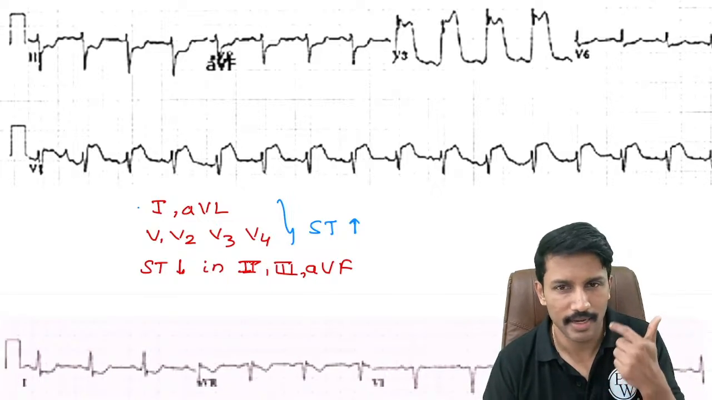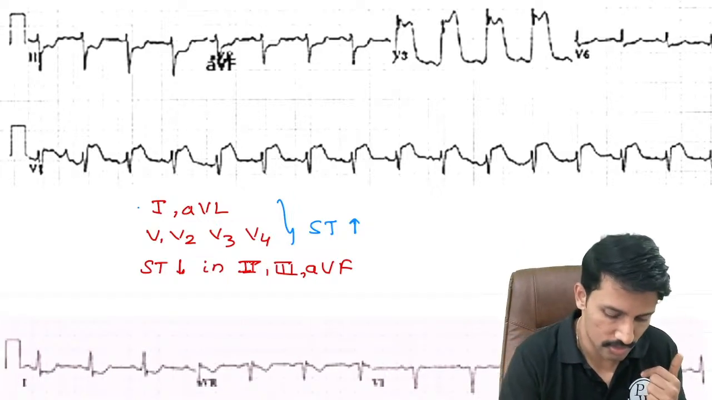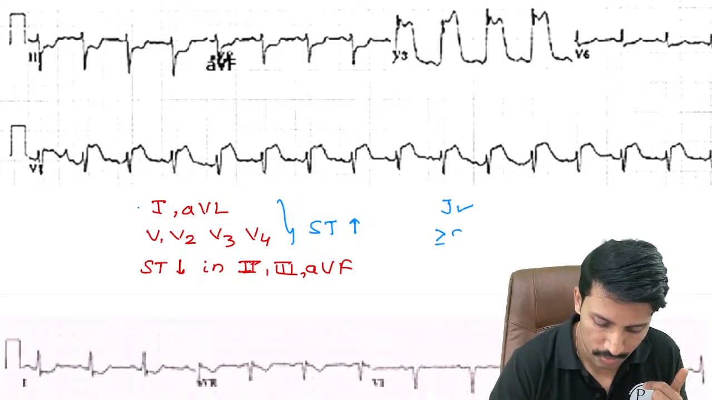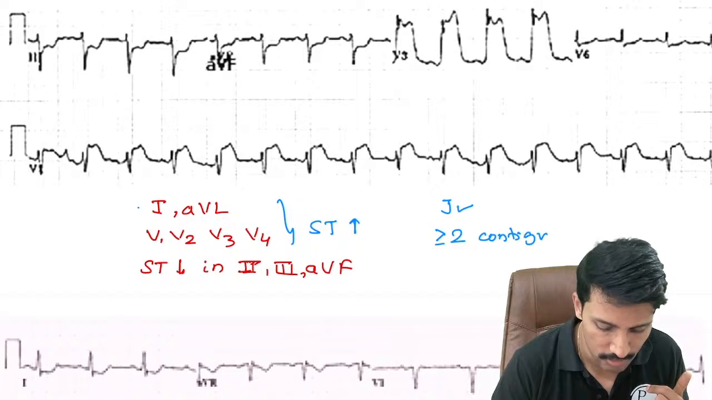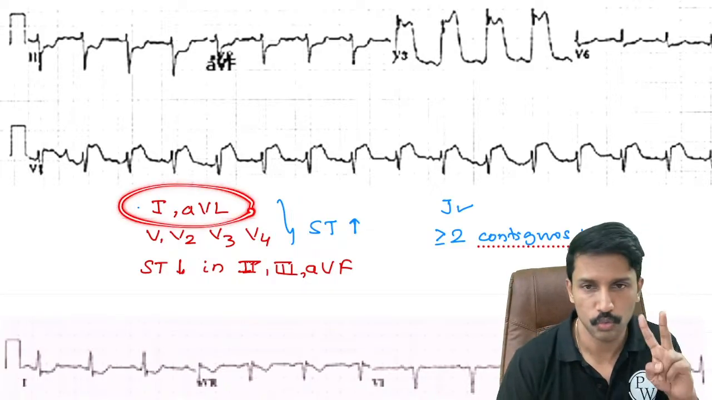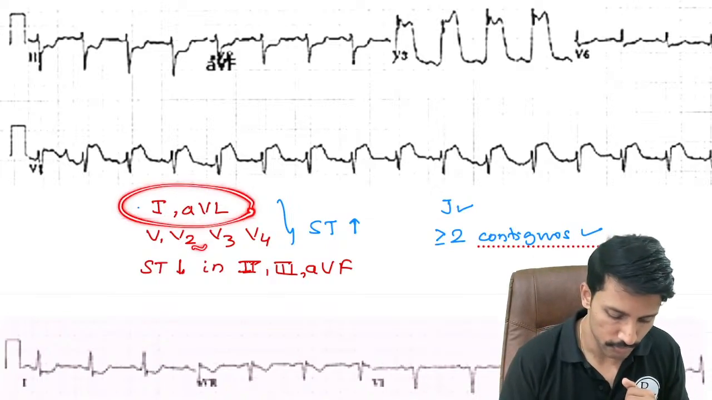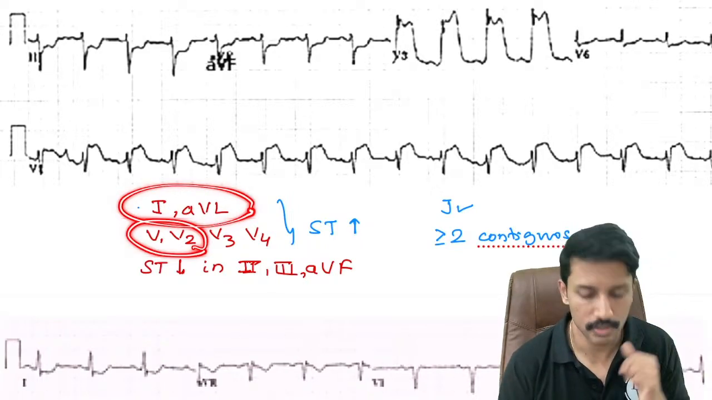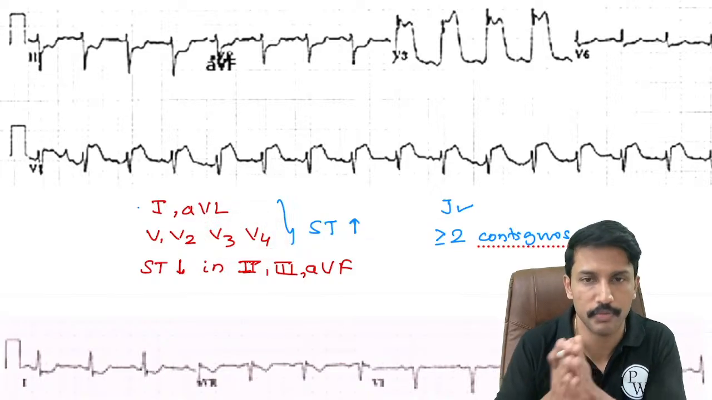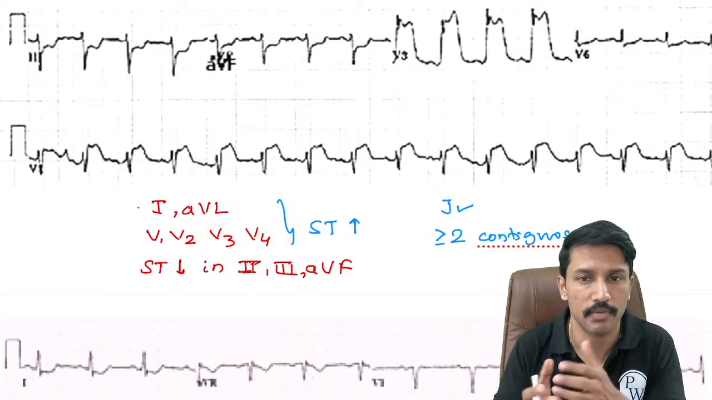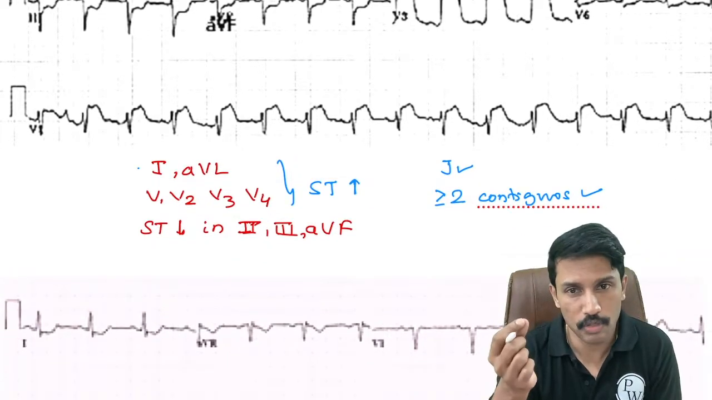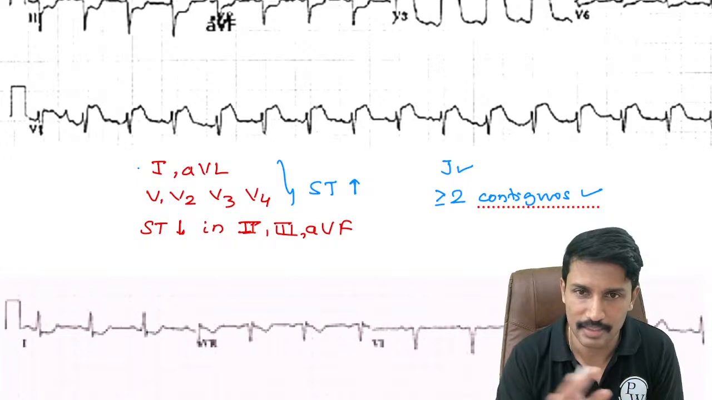Of course, yes. First, I had to have J point elevation. J point elevation was there, ticked. Second, I had to have two or more contiguous leads showing ST elevation. That can also be ticked, because 1 and AVL are two leads representing the same part of the heart. V1, V2, two leads representing the same part of the heart. V3, V4 representing the anterior wall. V1, V2 representing the interventricular septum. 1 and AVL representing the lateral wall. So that is satisfied. Third, the number of small squares of elevation required for individual leads is also satisfied.